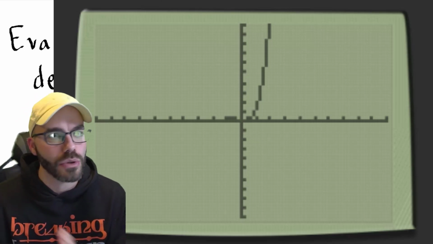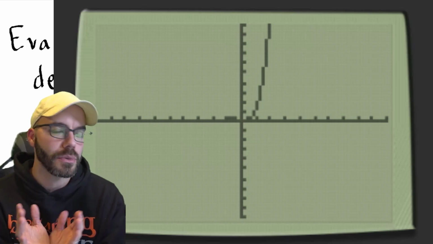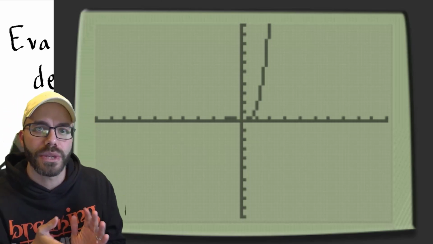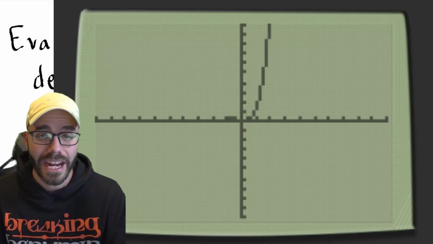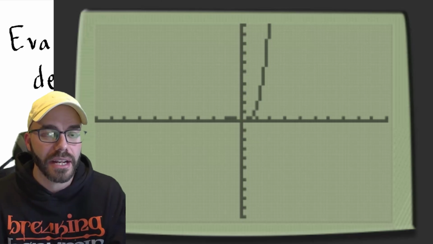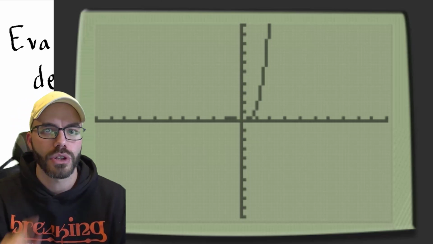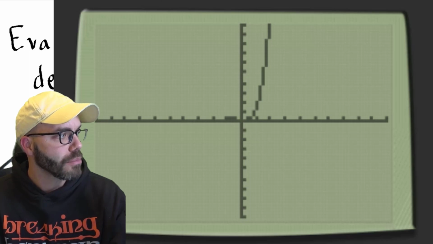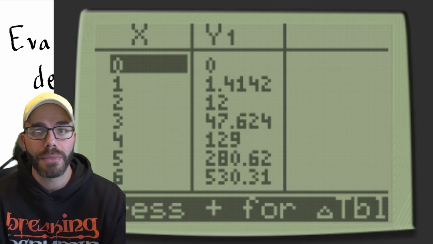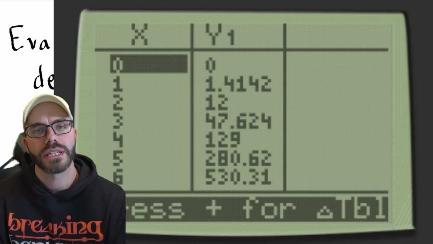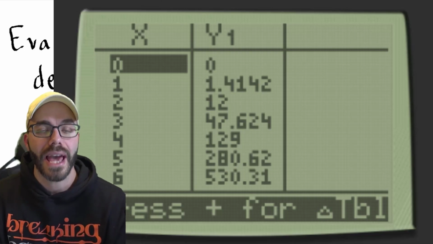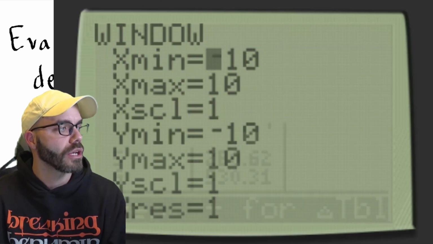We can change our window up just a little bit so that we can accurately see everything we need to see. It's hard to interpret what we have right now in terms of the area that we're looking for. So we can zoom in a little bit. To do that, I first want to go to my table. When I go to my table, I notice when x is 2, my y value is 12. That's going to help me change my window because I at least want to see 12 on the y-axis.